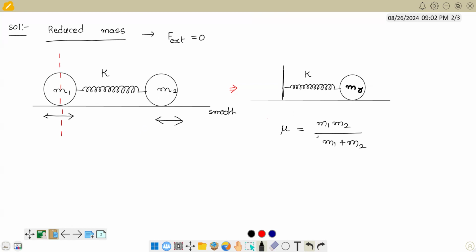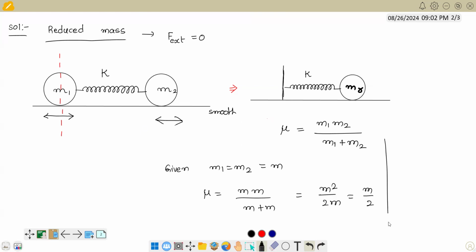So we have the reduced mass mu equals M1 M2 by M1 plus M2. Based on that, in the given question, M1 equals M2. Since M1 equals M2, for the given case we can write M into M divided by M plus M. So it would be M square by 2M. So it is M by 2.